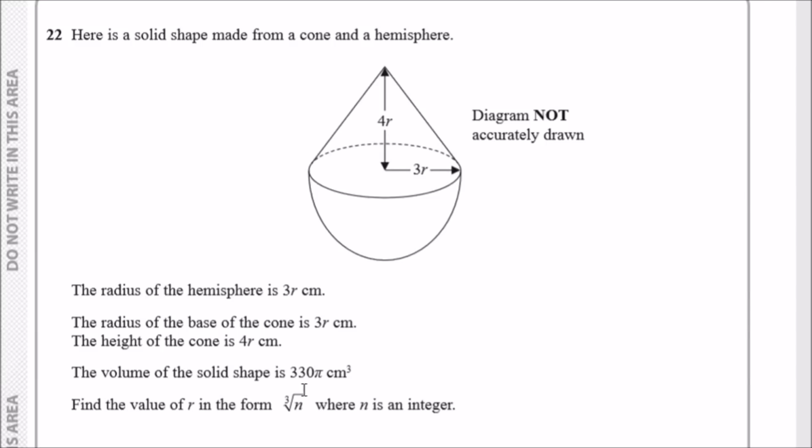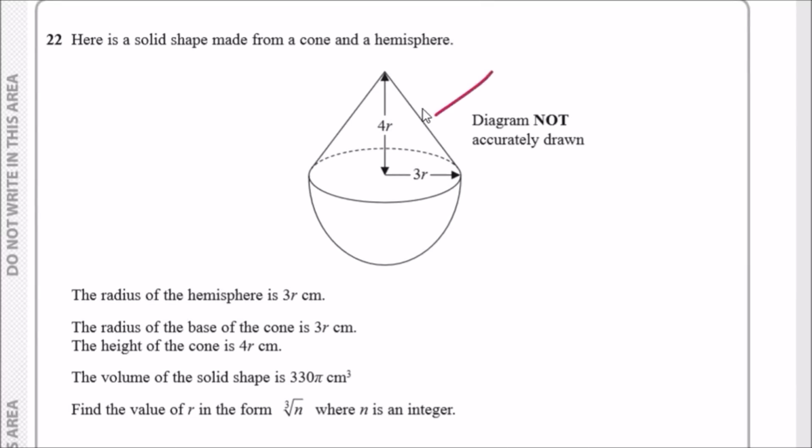The volume of the solid shape is 330 pi centimeter cubed, so that's actually the total volume. So let's just stop there for a second and realize what the individual volumes are, because that's what they want us to do, I'm pretty sure. The volume of the cone, using the usual formula, is 1/3 times pi r squared height. It's 1/3 of a cylinder practically, where the height is 4r and the radius here is 3r. It's kind of confusing with the same notation.